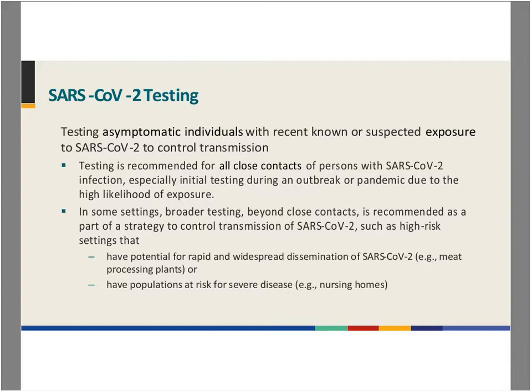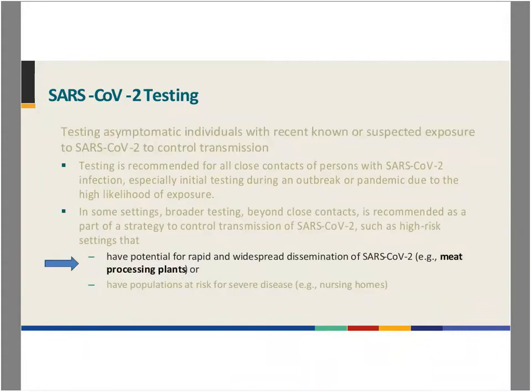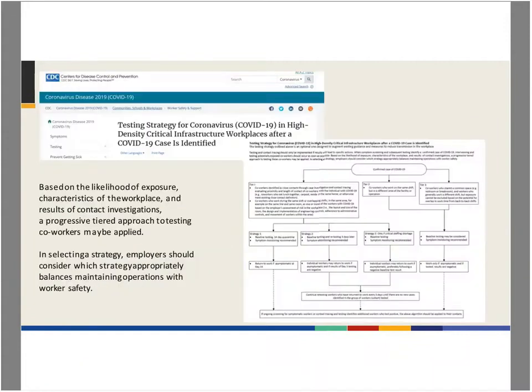But in some settings, it can be difficult to identify all of the close contacts, such as in high-density workplaces. And so that's when broader testing beyond those individuals identified by the case may be recommended as a part of a strategy to control transmission. We've seen this strategy used in meat processing plants and other high-density critical infrastructure workplaces, and in places that have populations at risk for severe disease, such as nursing homes.